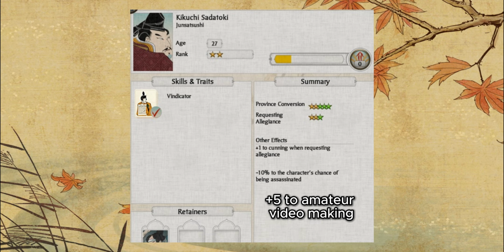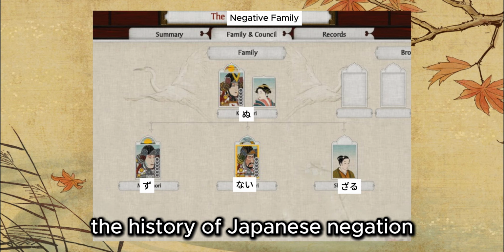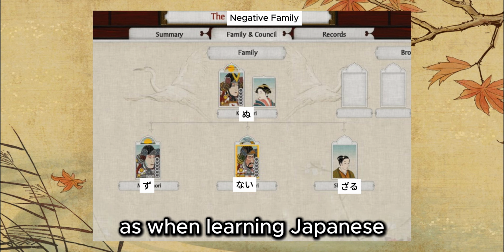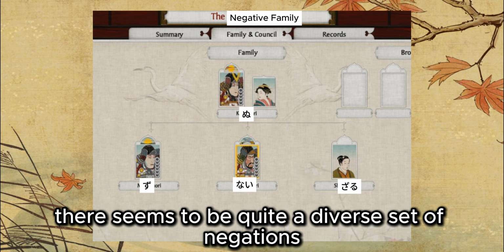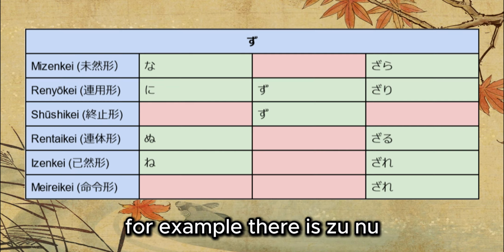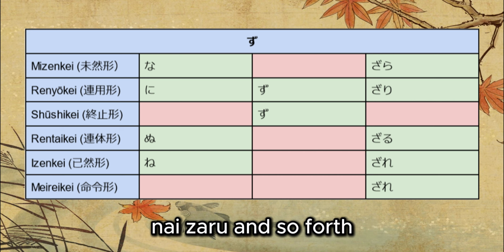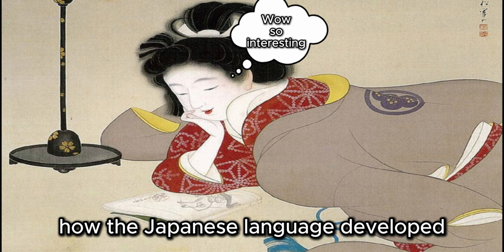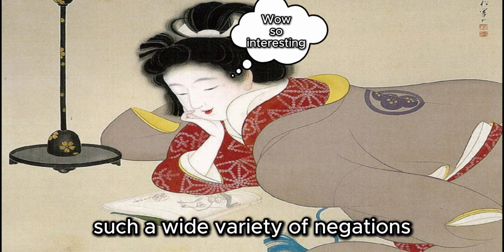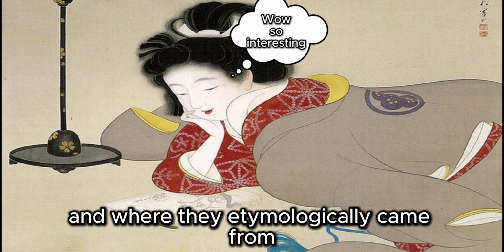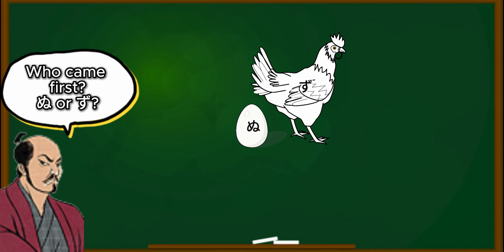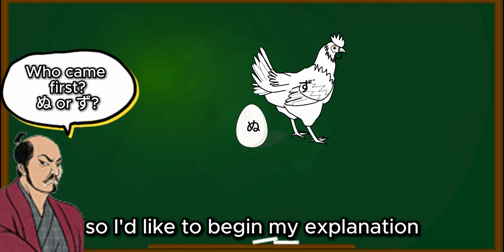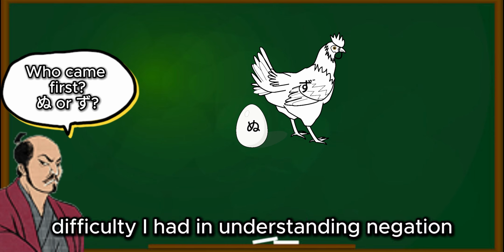newer version. It's useful to understand the history of Japanese negation, as when learning Japanese there seems to be quite a diverse set of negations. For example, there is zu, nu, nai, zaru, and so forth. We will explore then how the Japanese language developed such a wide variety of negations and where they etymologically came from.